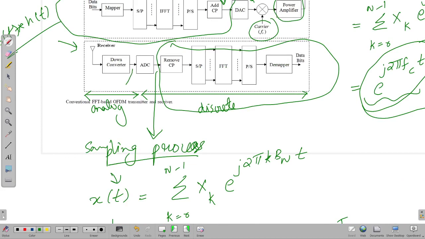So before ADC you have the signal like this, x of t. After ADC you will have x of n, as I denoted before. All right.